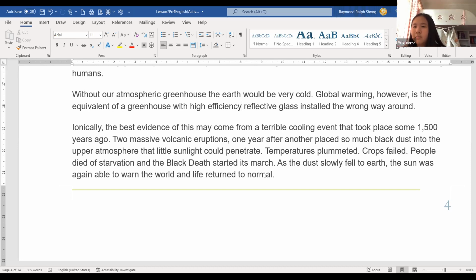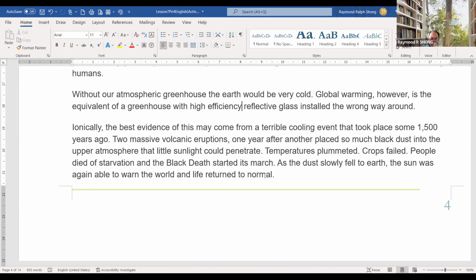That little sunlight could penetrate. Temperatures plummeted. Crops failed. People died of starvation. And the Black Death started in March. As the dust slowly fell to earth, the sun was again able to warm the world and life returned to normal.